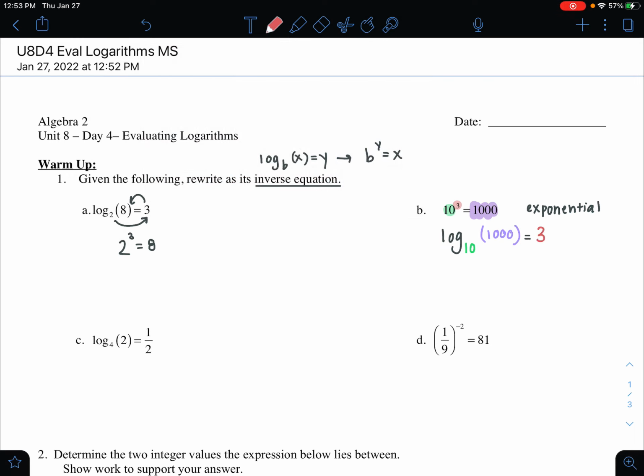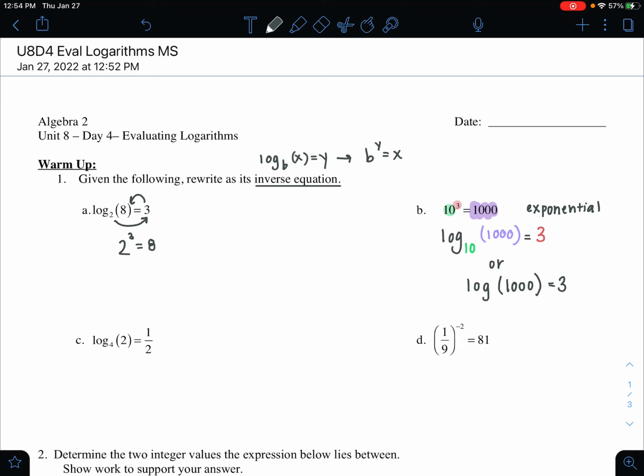What I want you to try right now is how could I rewrite this log based on what we talked about in class? Log base 10 can also be written as, try writing it, and then you can check to see if you got it. You could have also written it like this because a base of 10 can be assumed if not given.